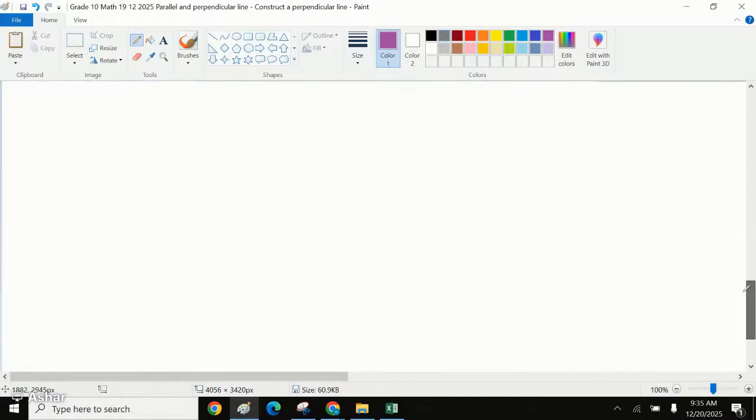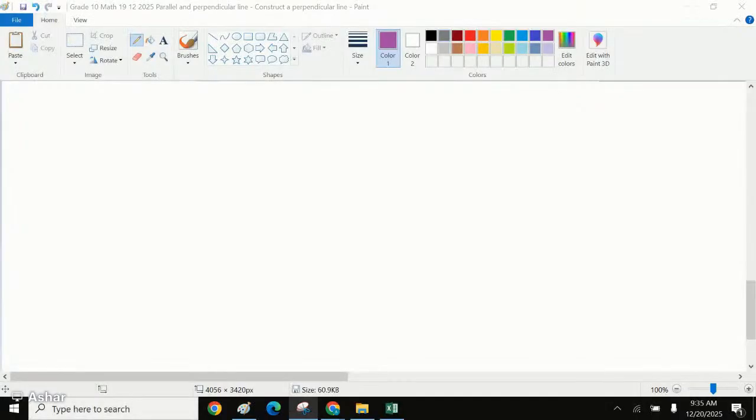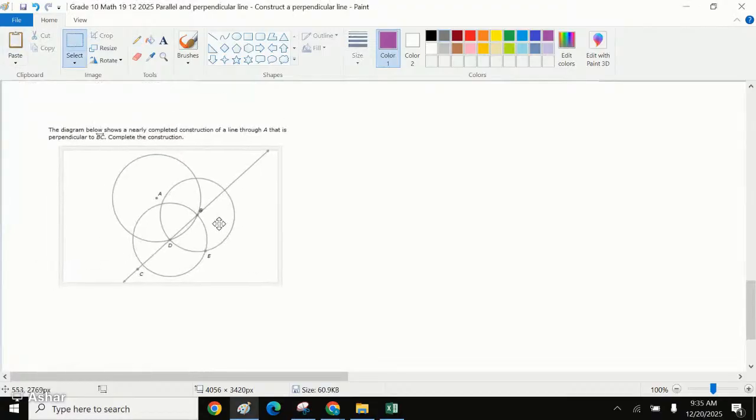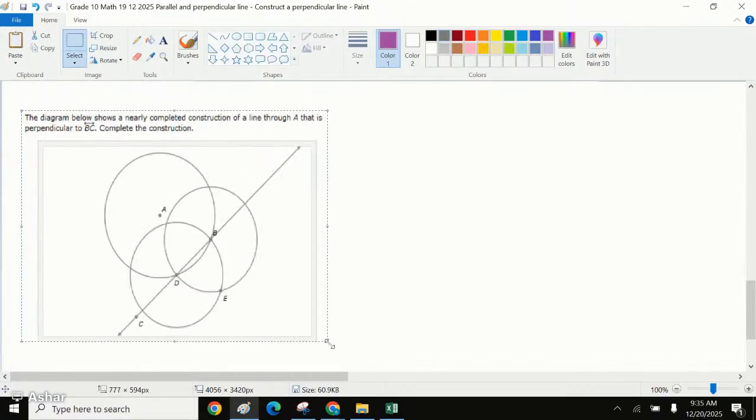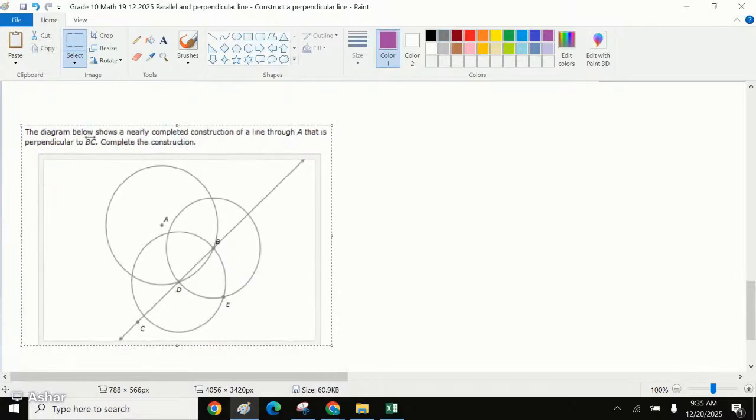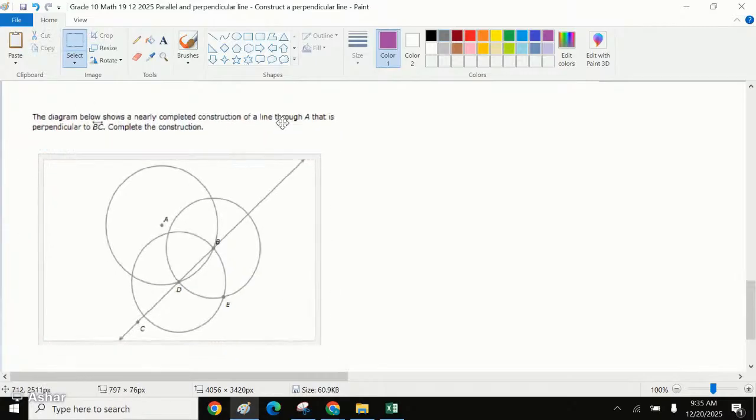Okay, let's go for the next question. Let's see what they have in the next question for us. In the next question, what they're asking us to do is kind of similar to the previous question. Let's see which point do they want us to focus on. Let's see question number 4. Okay, this is question number 4 that we need to solve from the test. The question number 4 says that the diagram below shows a nearly completed construction of a line passing through point A, and it is perpendicular to the line B and C.